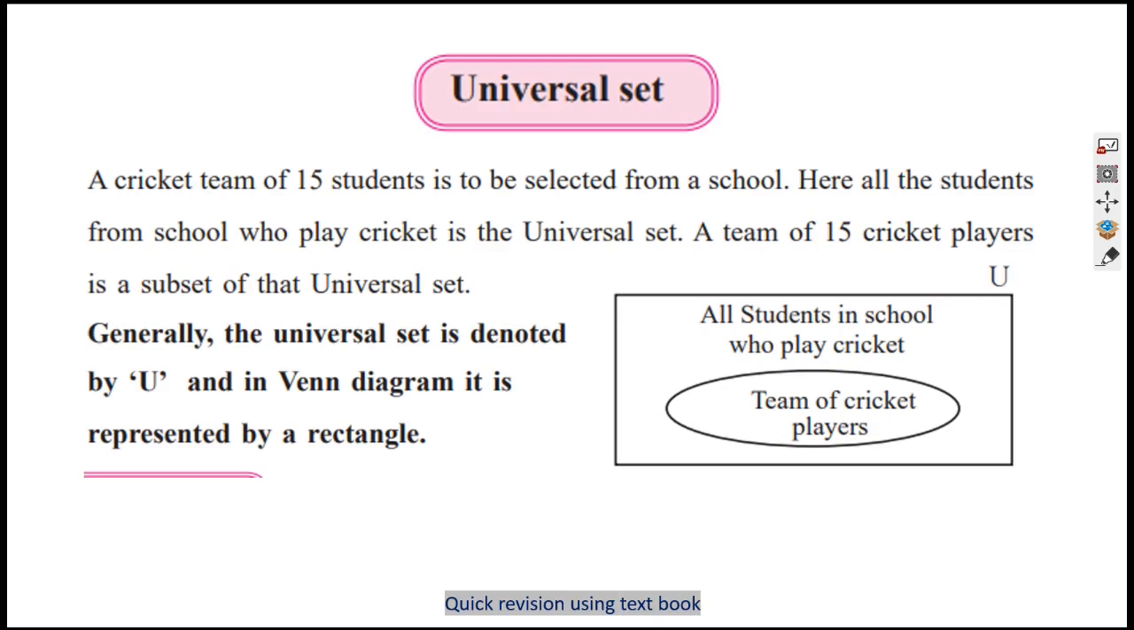Generally, universal set is denoted by U, and in a Venn diagram it is represented by a rectangle. Wherever there is a rectangle and U, it indicates that it is showing the universal set, and a subset will be shown with any other shape within that. Here the team of cricket players is a subset of the universal set, which is the students in the school who play cricket. All those who play cricket will not be in the team, so the team is a subset.